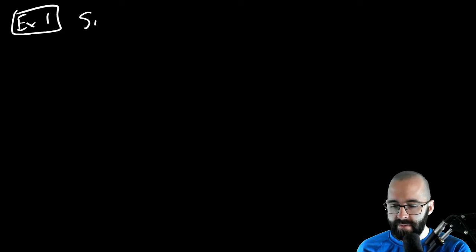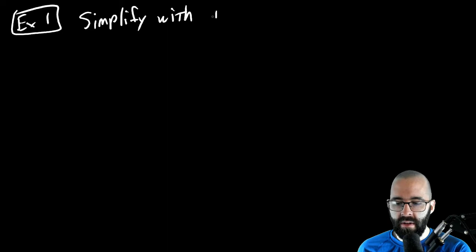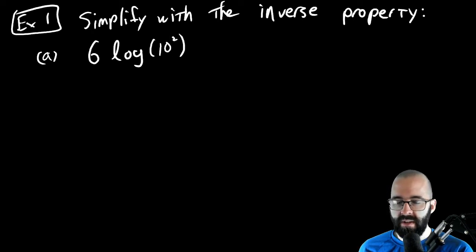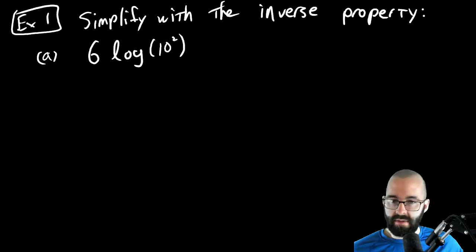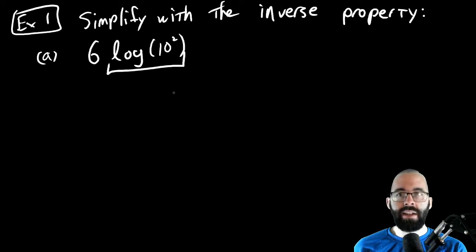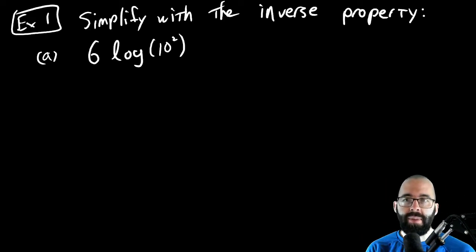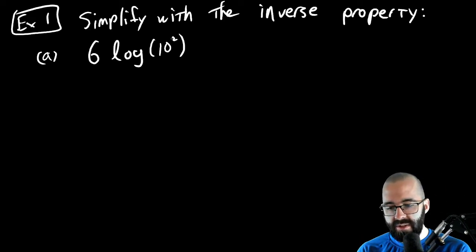Example 1. Simplify with the inverse property. Part A wants us to simplify 6 times the common log of 10 squared. Now, we already know how to simplify this with previous methods. We could just look at this logarithm directly and then convert it to exponential form and then multiply our end result by 6. But let's use this property.